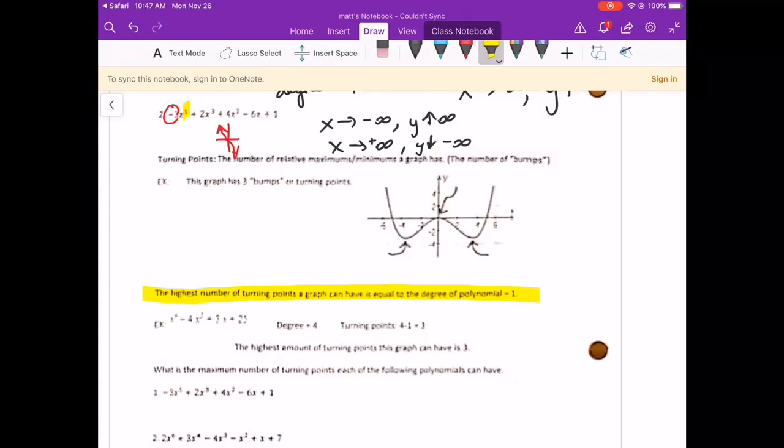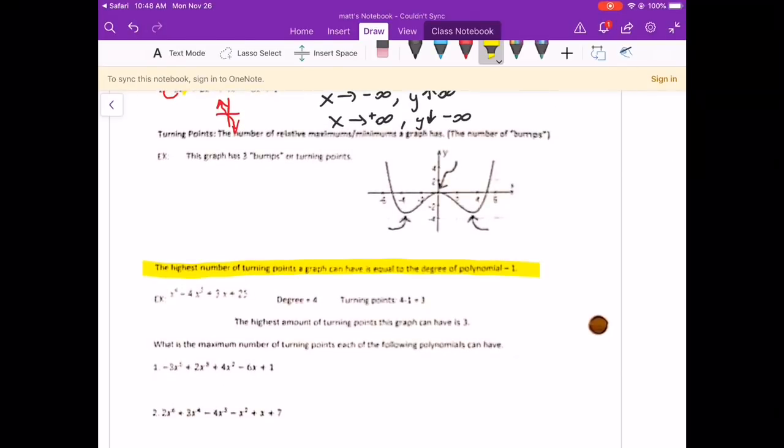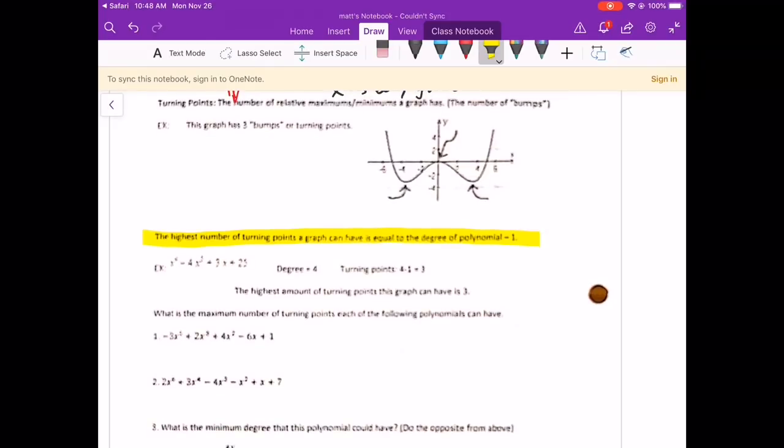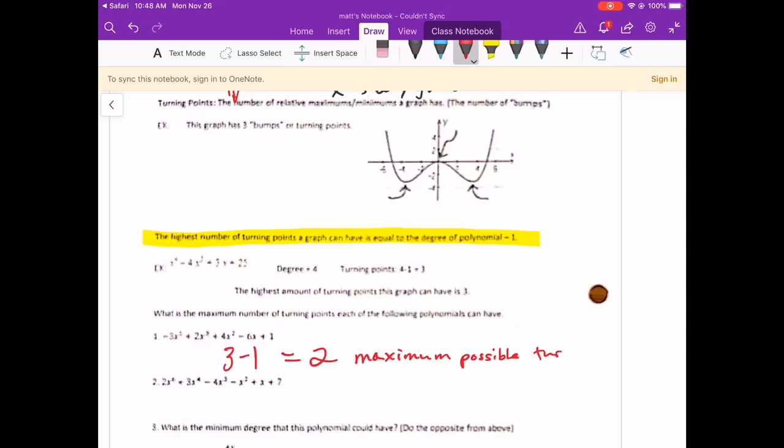All right, so let's do a couple of examples here. The degree of this first example is 4. So 4 minus 1 is 3, which means the maximum number of turning points that this could have is 3. If you look at these examples real quick, the highest power down here is 3. So 3 minus 1 would give us 2 maximum possible turning points.